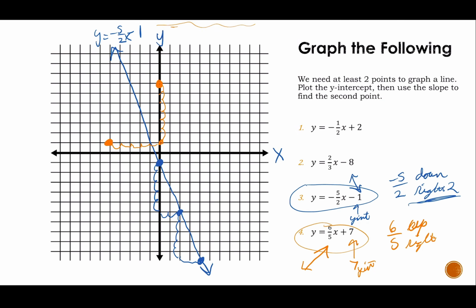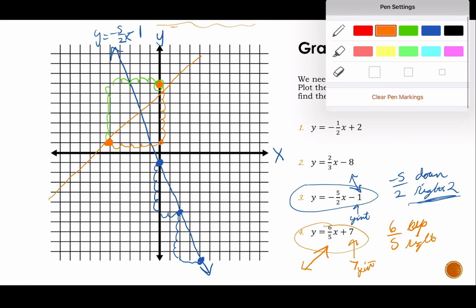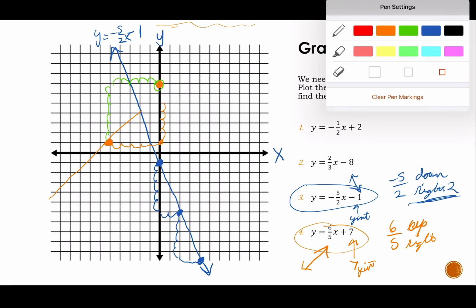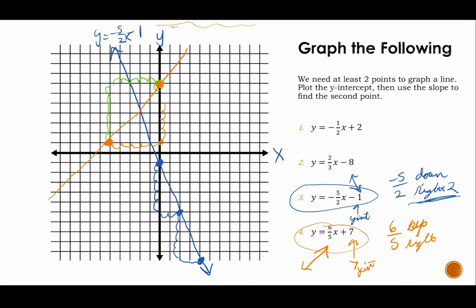Now, you can see that if I was to go up 6 from this point and then go over 5, I'd end up back where I was supposed to be, right? So you can do the opposite to stay on your coordinate plane. Oh, I graphed that line terribly. Let's try again. So here's my line. y equals 6/5 x plus 7.